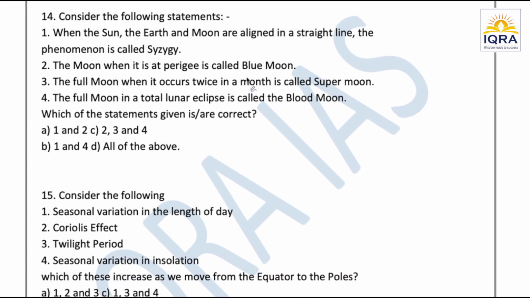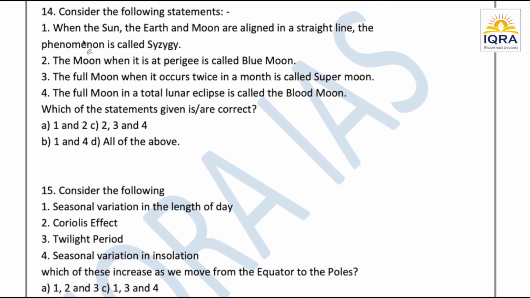Moving on to the next question, question number 14. Consider the following statements. When the sun, the earth and the moon are aligned in a straight line, the phenomenon is called syzygy. Correct. Statement 2 says the moon when it is at perigee is called blue moon. No, this is not correct. In fact, if in a calendar month there are 2 full moons, then the second full moon is referred as blue moon. Okay? Hence statement 2 becomes incorrect.